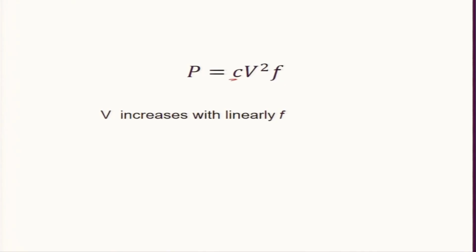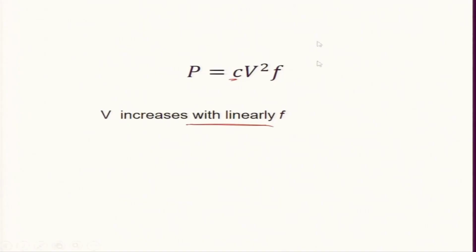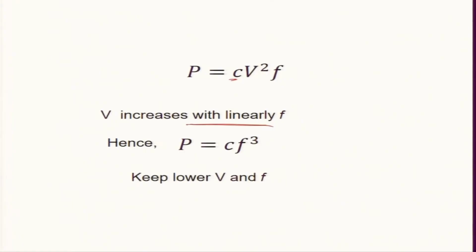More like if you are running, then you need higher energy. This is an approximate statement, but V is proportional to F. So, then power is going to be F cubed. That is what I said. Frequency doubling requires 8 times more power, which is not good. So, keep lower V and lower F, that is the idea.